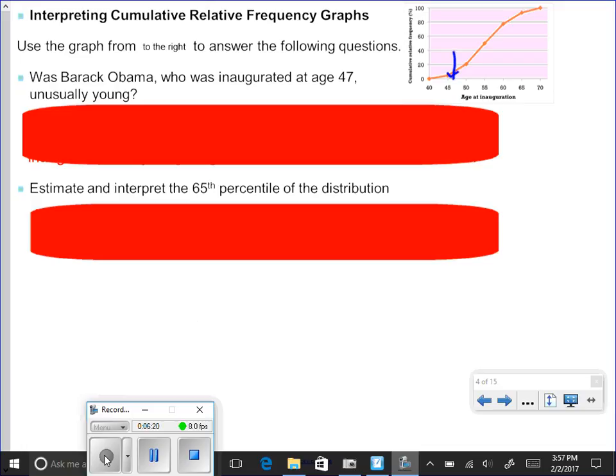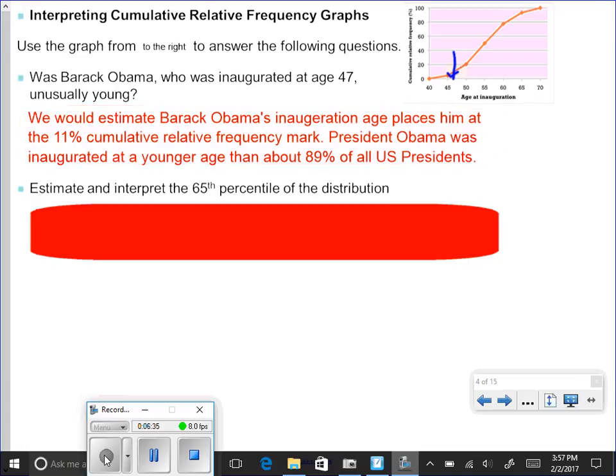And I'm going to see where it crosses my red line. That's my ogive. It crosses, and we can approximate. I would say anywhere from 10 to 13% would be a good approximation. So the official number is 11%. We would estimate Barack Obama's inauguration age places him at the 11% cumulative relative frequency mark.